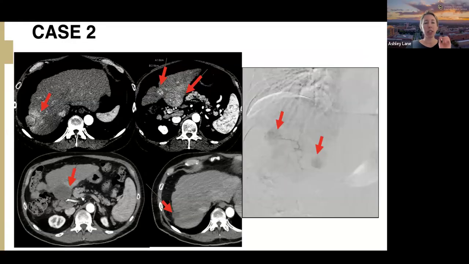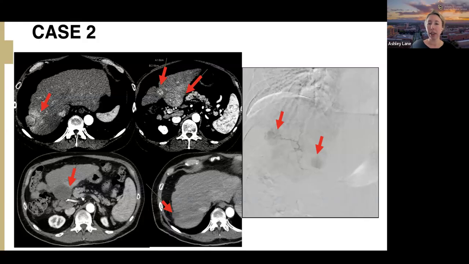So here's a second case. In this case, this patient has more advanced disease. So they have multifocal HCC. In the top left and the top middle, you'll see those lesions. That's an arterial phase scan, showing the lesion lighting up, and the arrow is pointing to the lesions. So what they did for this patient was DEB TACE, so drug-eluting bead TACE. So they went in, you can see on the right, their angiogram.